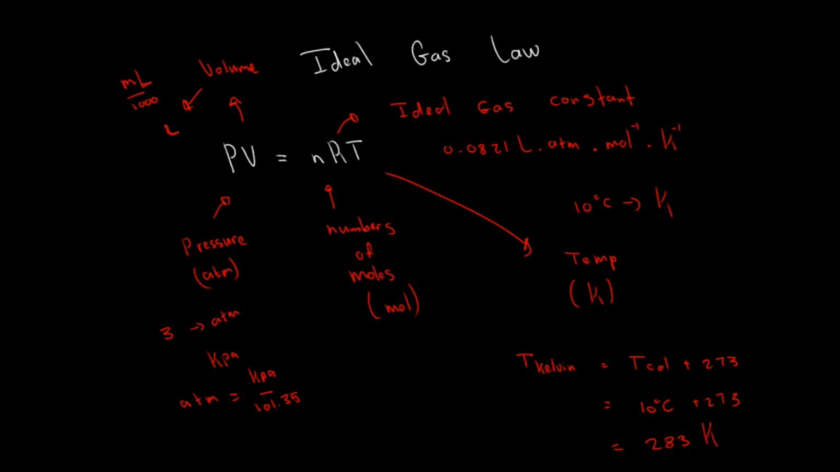Okay, let's look at an example. You fill a rigid metal container with a volume of 20 liters with nitrogen gas to a pressure of 197 atmospheres at 28 degrees Celsius. How many moles of gas are present in the container?